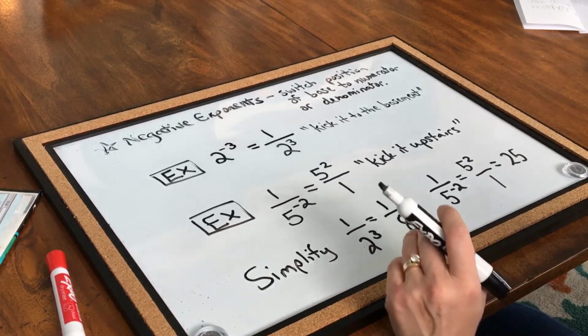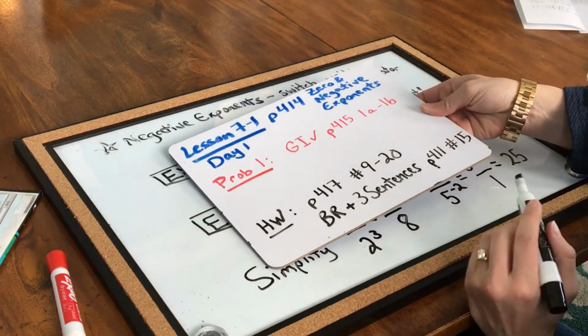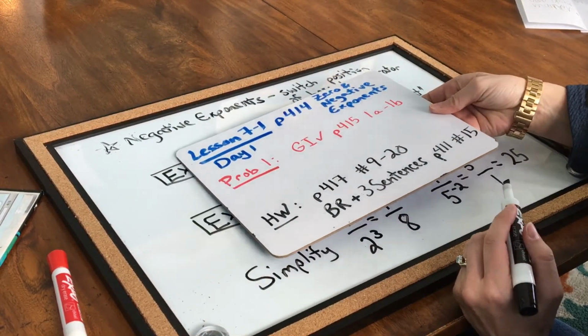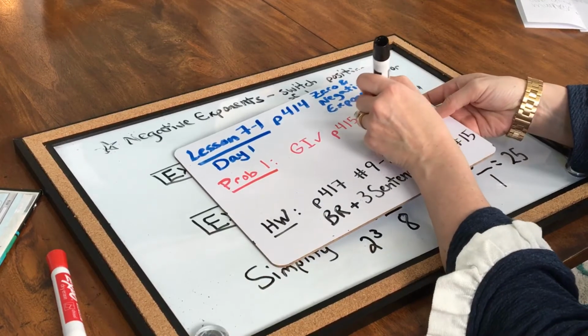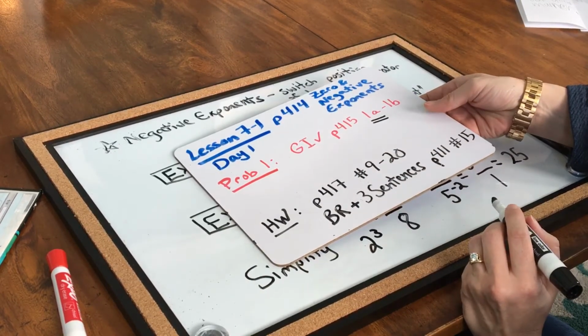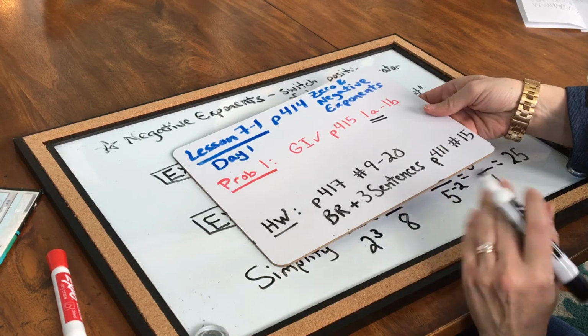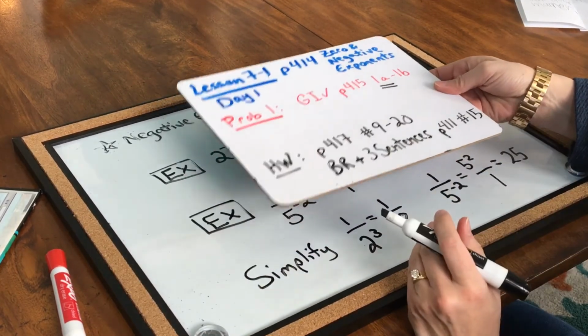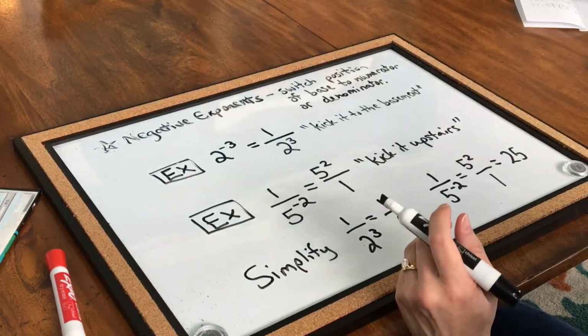So now we're going to try our gotta check. So we're going to start trying our gotta check, and we're going to start by trying 1A on page 415. Go ahead and pause the video. I'm going to erase the board, and then we're going to do the got it check.